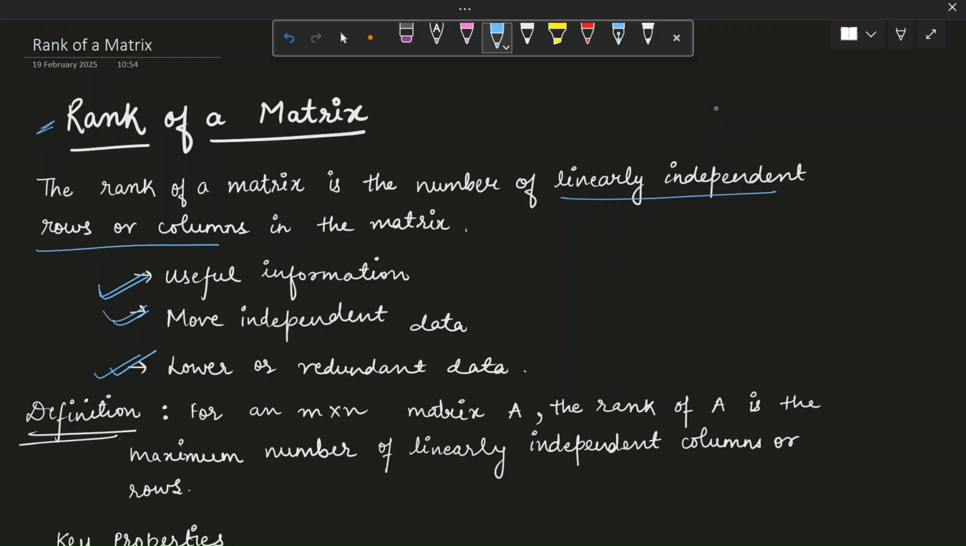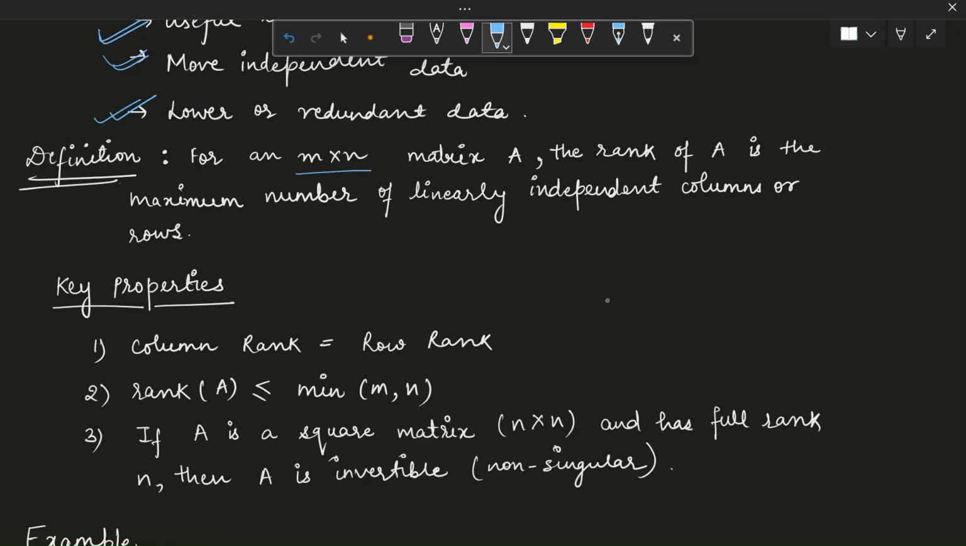Now in mathematical terms, the definition goes like this: for an m cross n matrix A, the rank of A is the number of linearly independent columns or rows it has. The key properties involve, firstly, column rank equals row rank. That is the fundamental theorem of linear algebra.